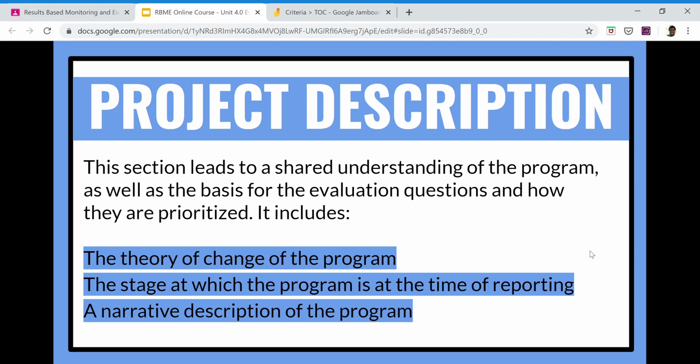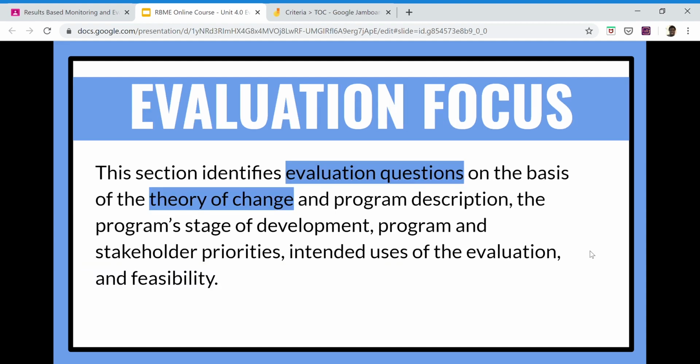So you need to include the stages of the program as well. Then a brief narrative of the program. A one pager would be nice for that. I think most evaluation reports are around 20 to 25 pages, but you could actually get a 70-page evaluation. So in here you discuss fully the focus of the evaluation.